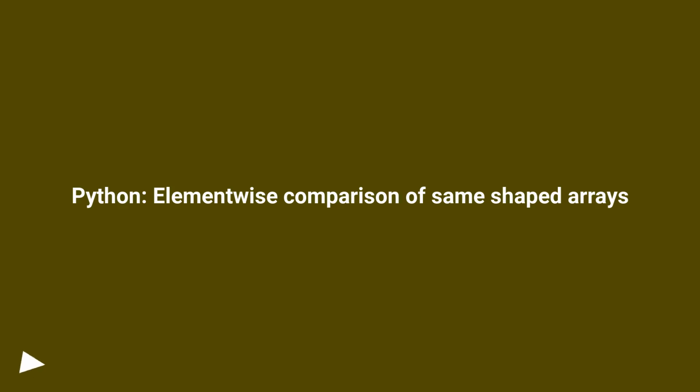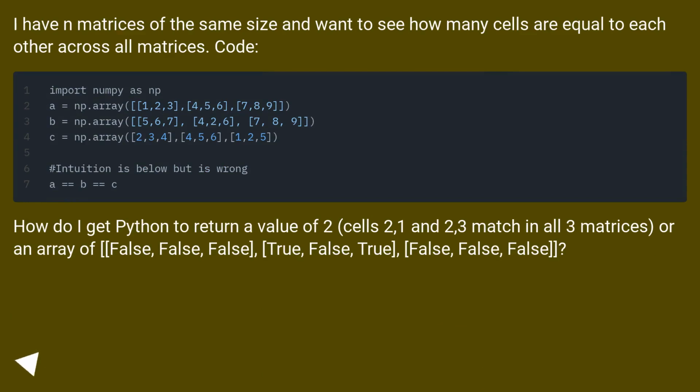Python, elementwise comparison of same-shaped arrays. I have n matrices of the same size and want to see how many cells are equal to each other across all matrices. Code. How do I get Python to return a value of 2, since cells 2,1 and 2,3 match in all three matrices, or an array of false, false, false, true, false, true, false, false, false?